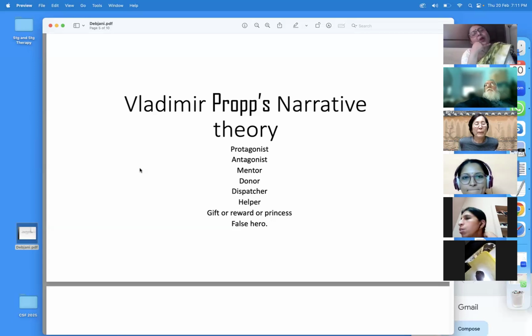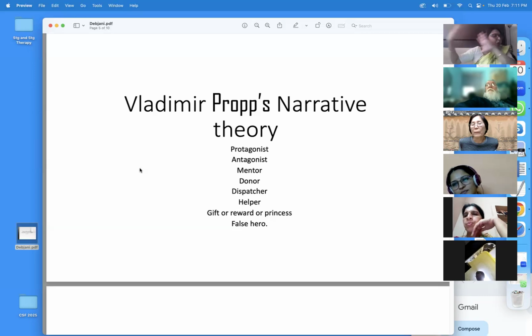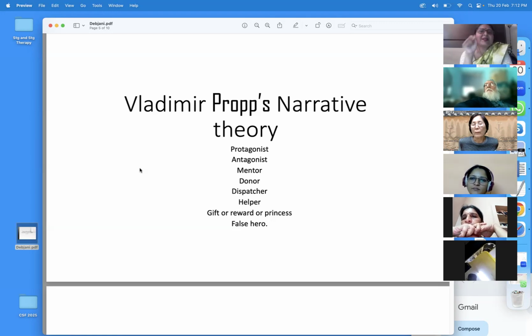A dispatcher is someone who makes him go. The hero is usually in a very comfortable world. He is not aware what is happening there, what he should do or what she should do. He or she is lost in his or her world until he or she is forced to move away and cross the threshold and go to the call of the wild. So this is basically Joseph Campbell's typical theory of the hero's journey. And the dispatcher is the one who forces him to go out.